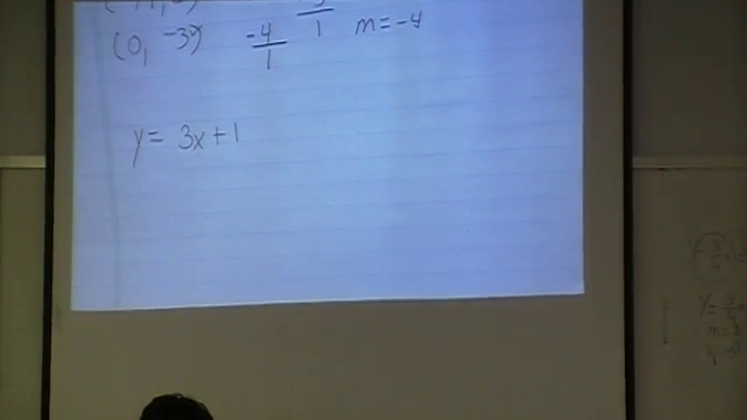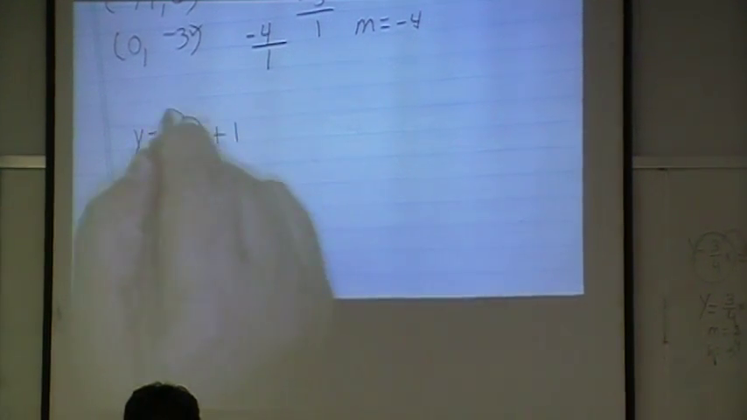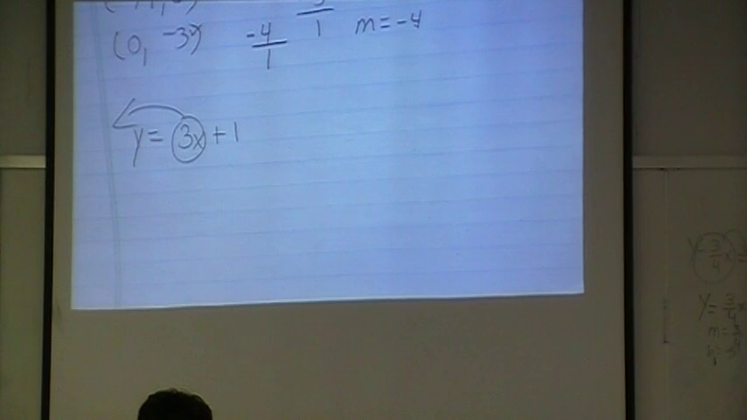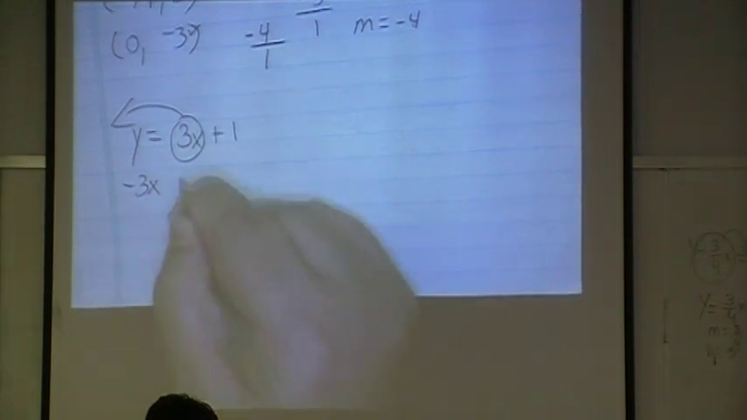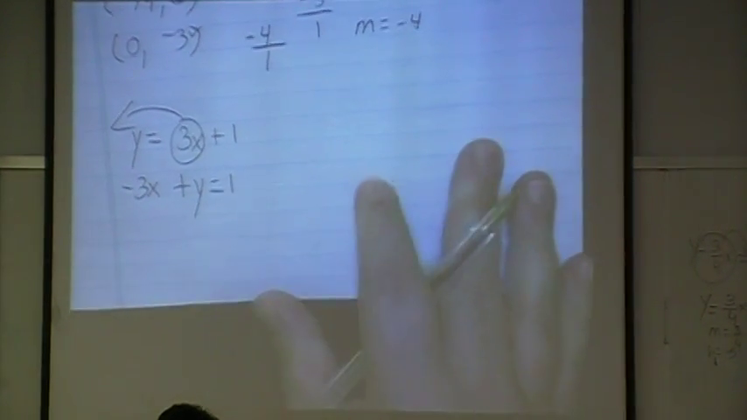Y equals 3x plus 1. That's in slope-intercept form. I need to be able to go from slope-intercept form to standard form. Okay? Well, what do I need to move? 3x. Okay, I'm going to move that 3x to the other side. What happens when you move something over? Negative 3x plus y equals 1.